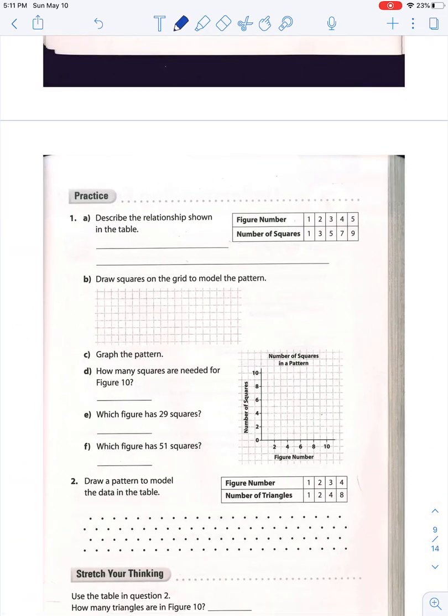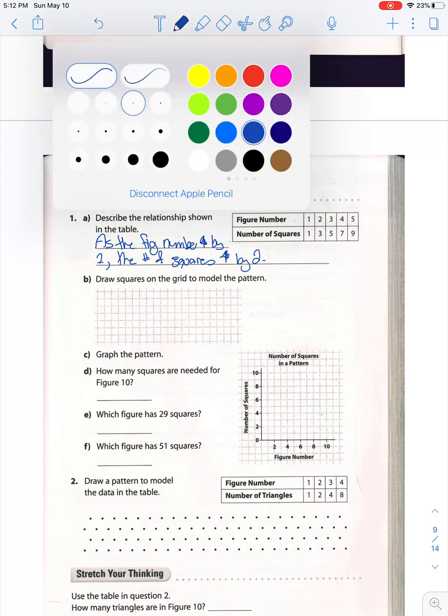Okay, next one is describe the relationship shown in the table. So this is not the pattern rule, it's describing the relationship. This is what we did yesterday. As the figure number increases by 1, the number of squares increases by 2. Okay? So I guess this would be worth 2 marks, 1 for saying something with the first number and then 1 for something with the second number.